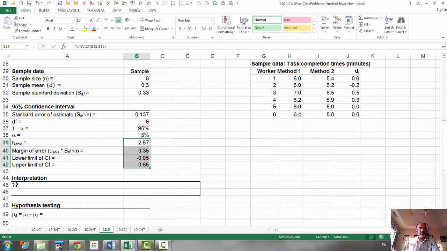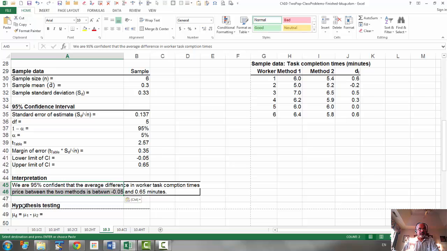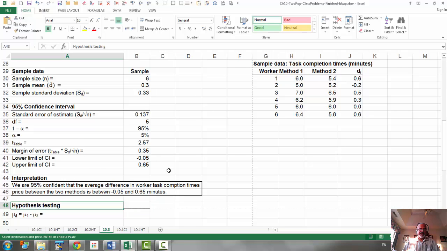Now we can give an interpretation that we are 95% confident that the average difference in the task times will be between these 2 limits in minutes. Now you see that 0 is within these 2 limits, which means we can conclude that the difference is not significant. The difference is 0.